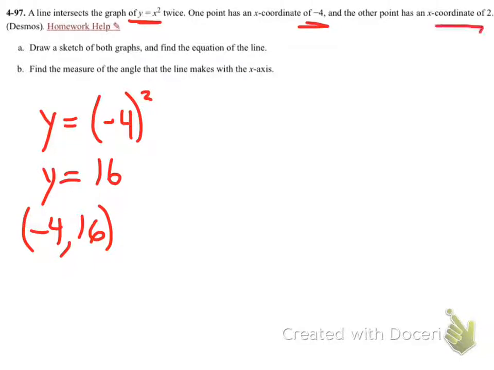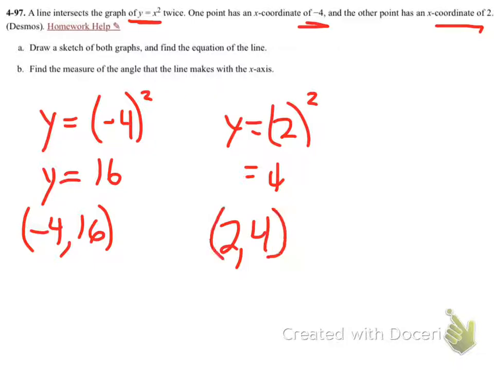I also know that it has an x-coordinate of 2. So y equals 2 squared, which is 4. That gives me the coordinate point of (2, 4). So for this problem, the line is going to intersect the parabola at these 2 points.